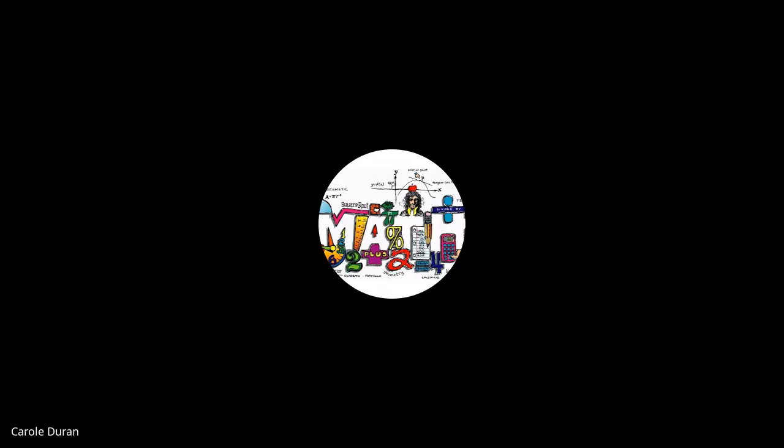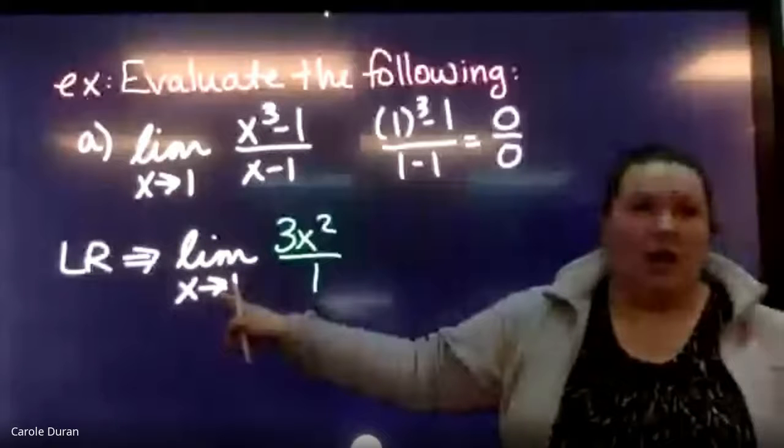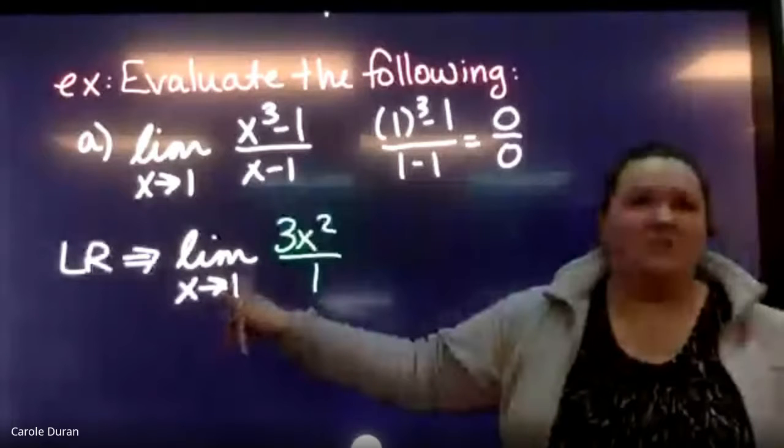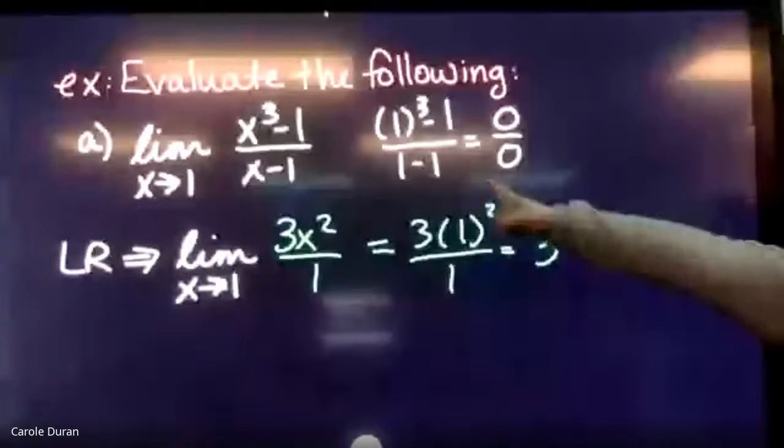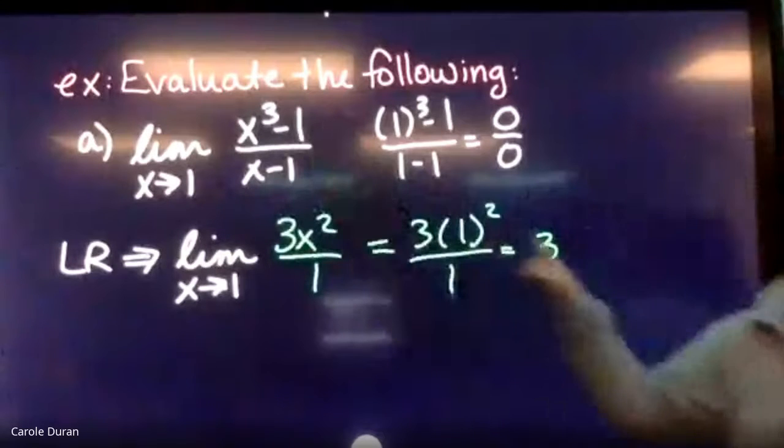Sometimes we have to use L'Hopital's rule more than one time. Sometimes we don't have to use it at all. Sometimes we only have to use it once. So now I'm going to go ahead and plug 1 in for all of my variables and see if I get an actual answer. And do I? Yes, I just get 3. So the limit as x goes to 1 of this equals 3.